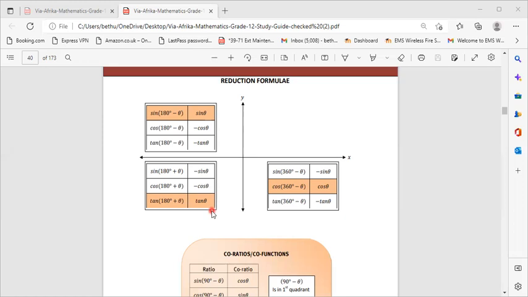Now, where do you use reduction formulas? Reduction formulas are used in proofs when you are required to prove trigonometric equations or simplify trigonometric expressions. It is important for you to know how to apply these reduction formulas so that you can get the most marks.